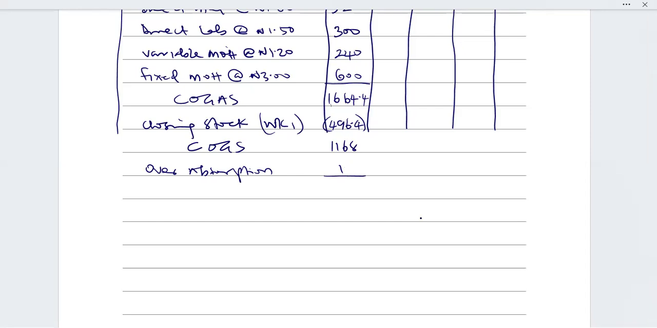Yeah. This one is 0. Okay. Let me come here. 150. Okay then. So in 2008, there was no overhead absorption because what is budgeted for is what is being produced. Therefore, it will remain the 1168 will be deducted from the sales value.